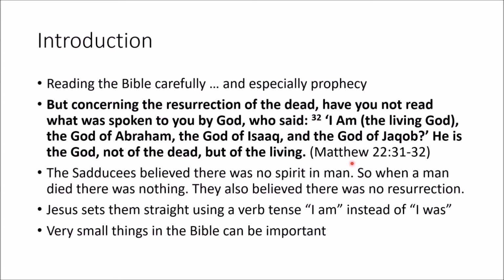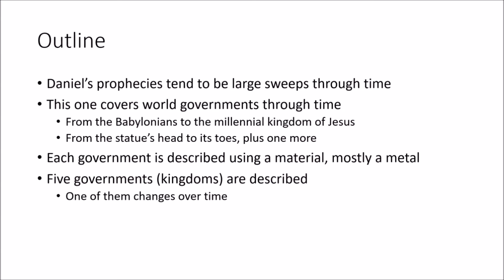So we see there Jesus is saying that if you look closely at the scriptures and see the verb tense, you can understand it more deeply. And so those very small things in the Bible can be very important. And we're going to see a couple of those here. But overall, this prophecy in the statue is pretty easy to understand, but there's still some subtleties that you can pick out of it by looking very carefully at it.